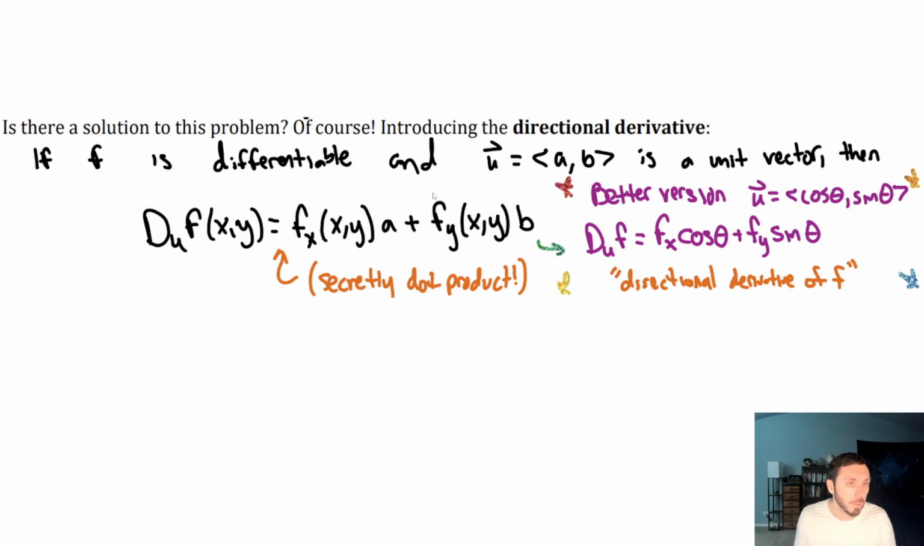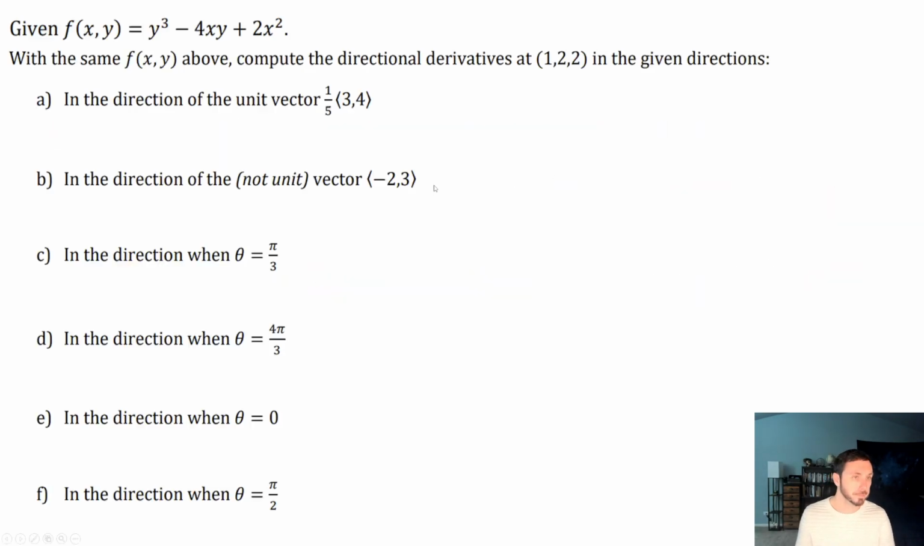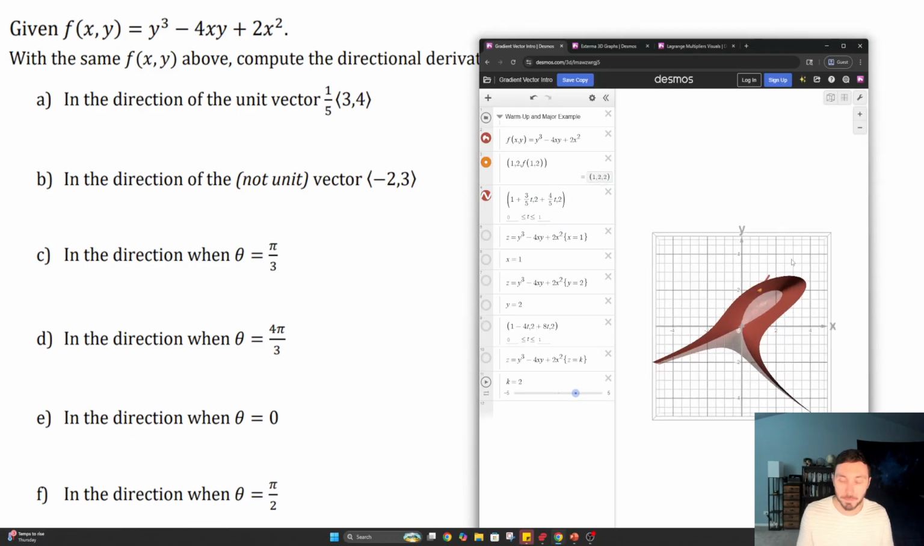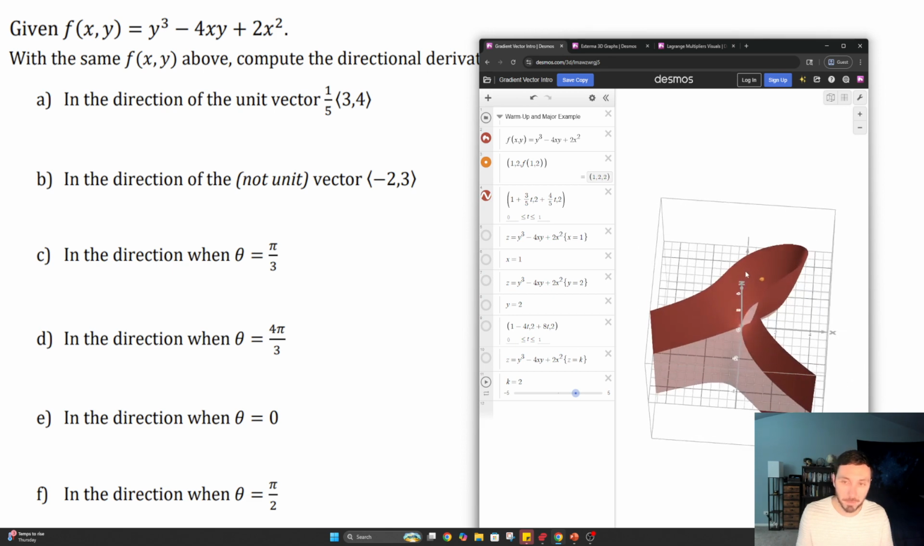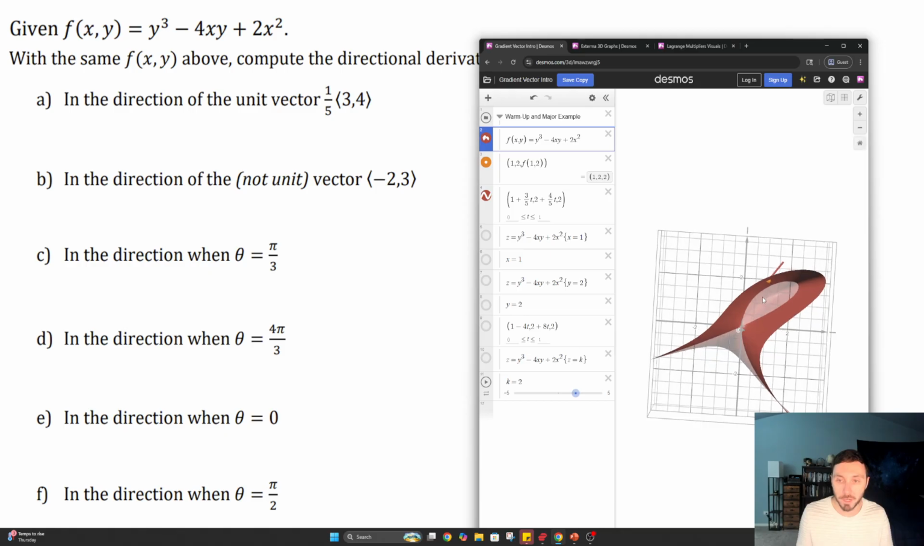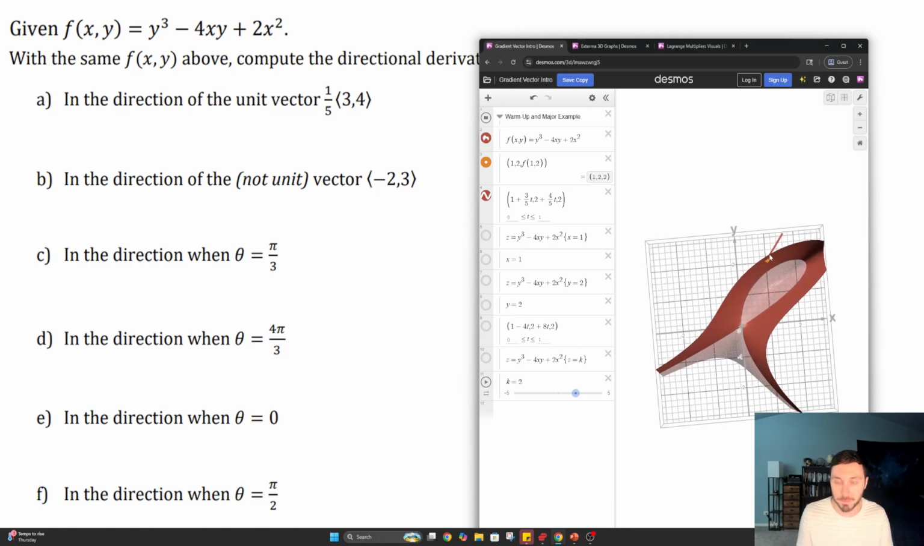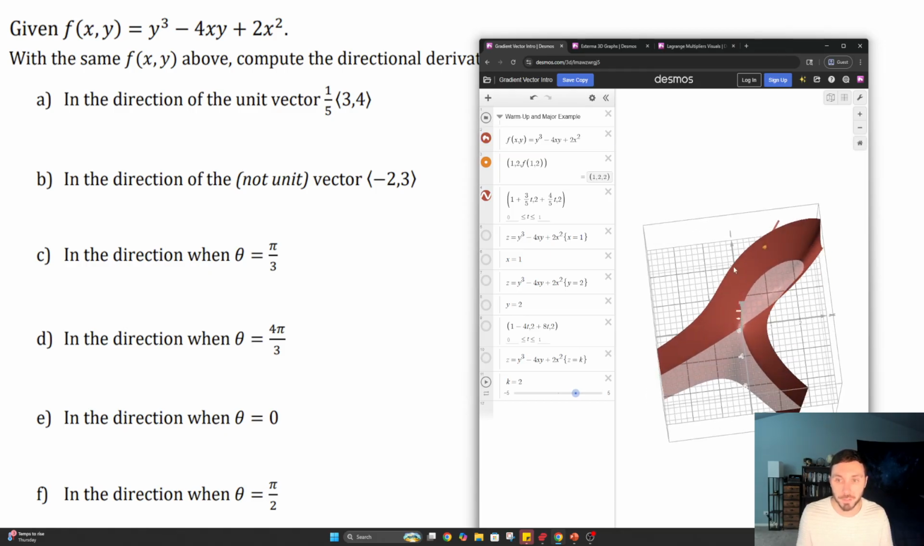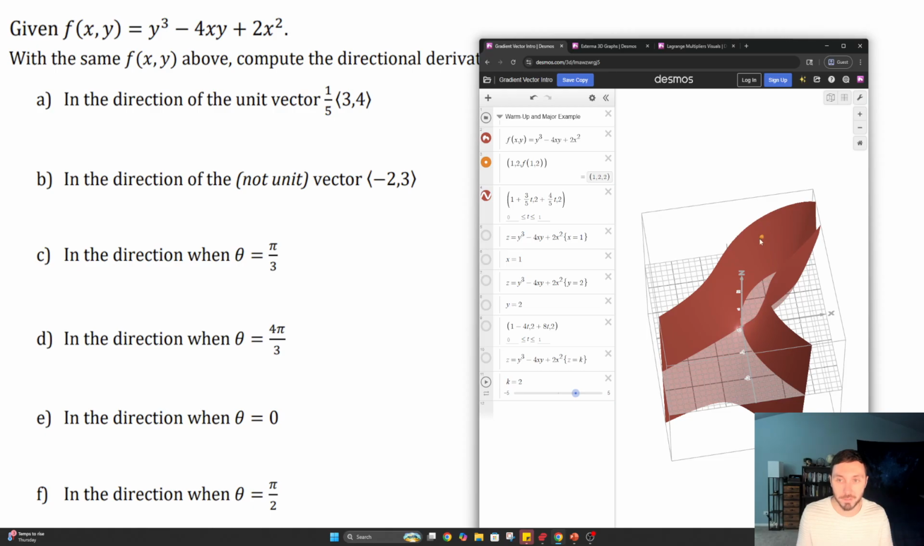Okay, let's do some practice problems with this. We're dealing with the same function. What I want to do is talk about the different slopes and moving in different directions here. So if we wanted to move in the direction of 3, 4. As I'm this orange particle here, and as I climb in this direction, what is the slope? It should be a positive slope, right? It should be a pretty intense positive slope.